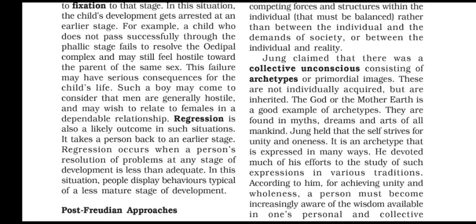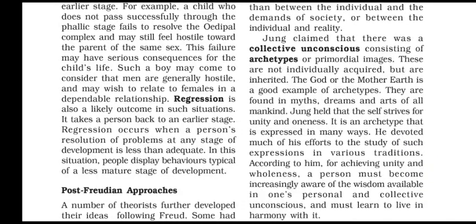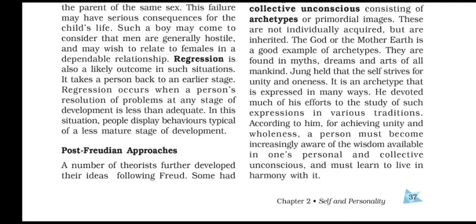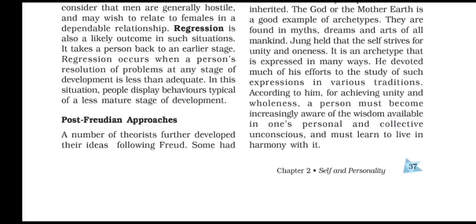Jung claimed that there was collective unconsciousness consisting of archetypes or primordial images. These are not individually acquired but are inherited. The God or Mother Earth is a good example of archetypes. They are found in myths, dreams, and arts of all mankind.